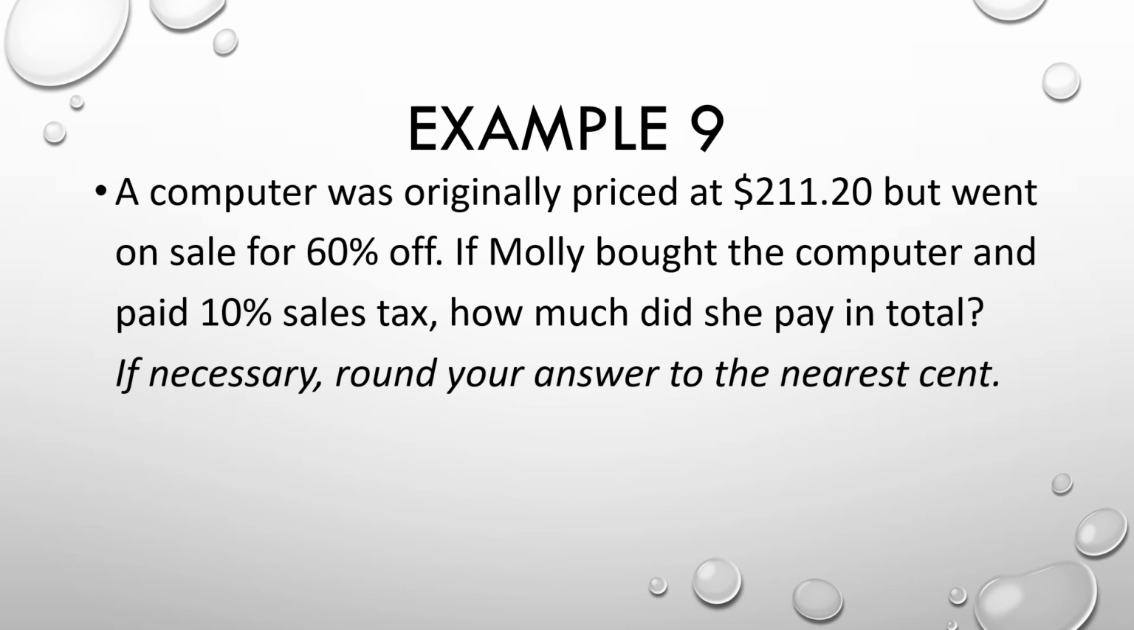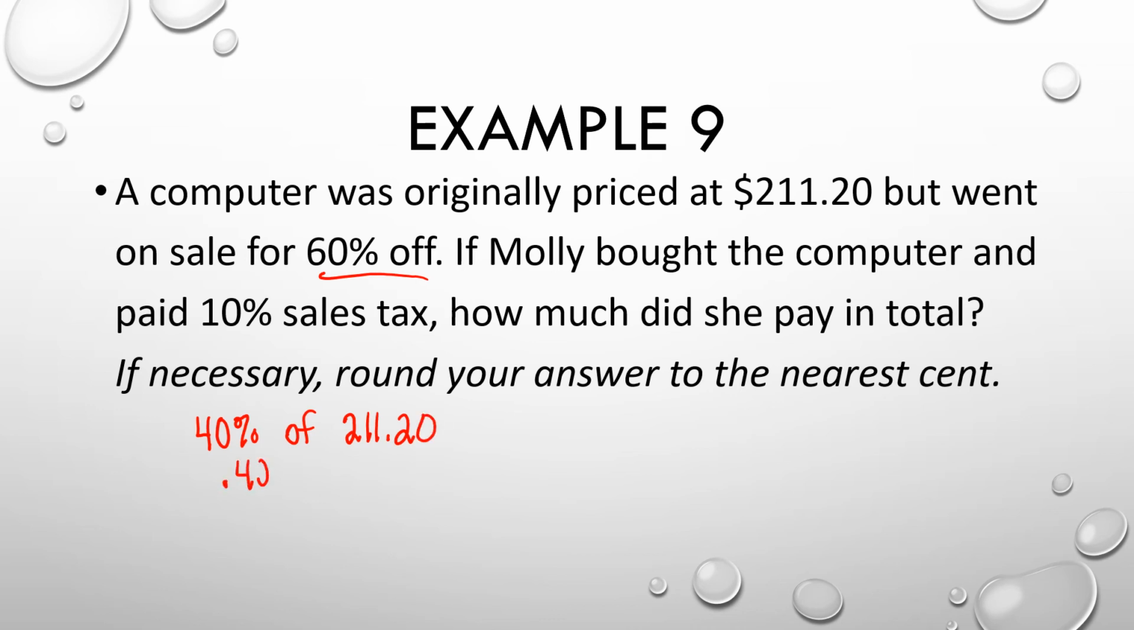A computer was originally priced at $211.20, but went on sale for 60% off. If Molly bought the computer and paid 10% sales tax, how much did she pay in total? Now remember, you can't calculate those at the same time because you're only going to pay tax on the amount you're paying for the computer. So if you were getting 60% off, then you're paying 40% of the original amount of that $211.20.